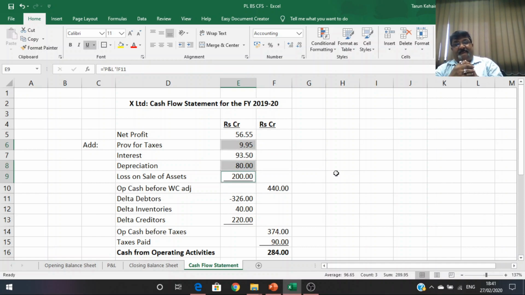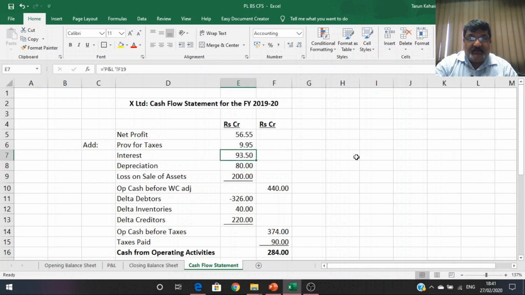Interest I have added back because the net profit of 56.55 crores is after deducting interest. Interest, however, is not an operating expense. It's a financing expense. So I will just add it back here and reduce it in the cash from financing activities. All right. So if you add all of these to your net profit, you get the operating cash before working capital adjustment.